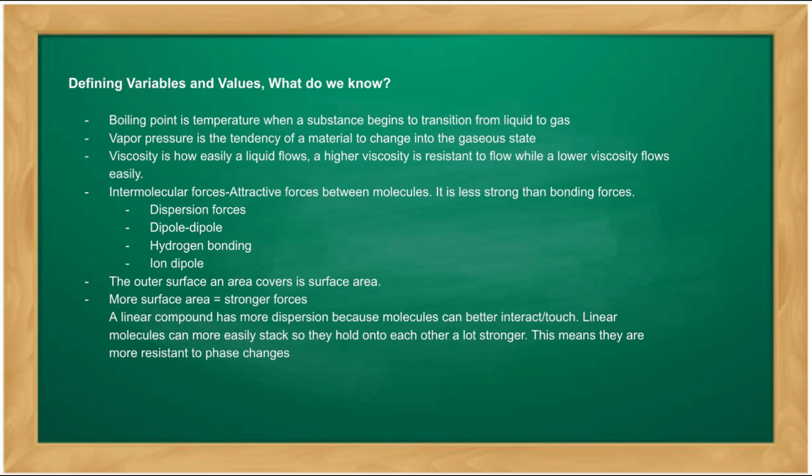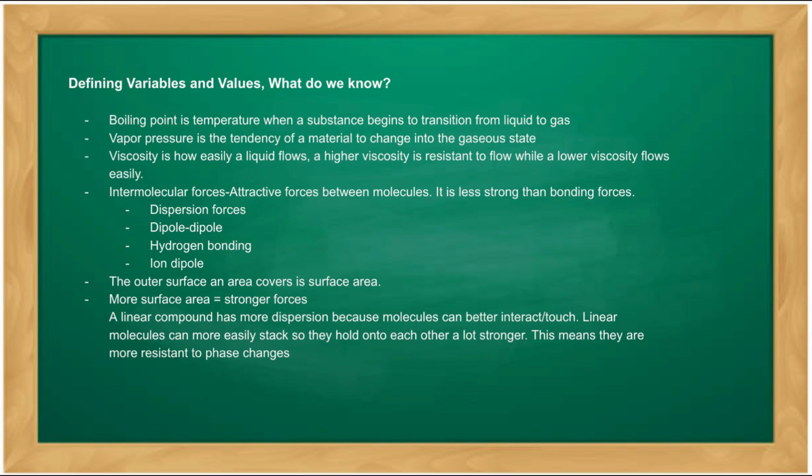So defining our terms, we're going to be looking at boiling point, vapor pressure, and viscosity. Boiling point is the temperature when a substance begins to transition from liquid to gas. Vapor pressure is the tendency of a material to change into the gaseous state. Viscosity is how easily a liquid flows, so a higher viscosity is resistant to flow, while a lower viscosity flows easier. An intermolecular force is the attractive force between molecules that is less strong than bonding forces.